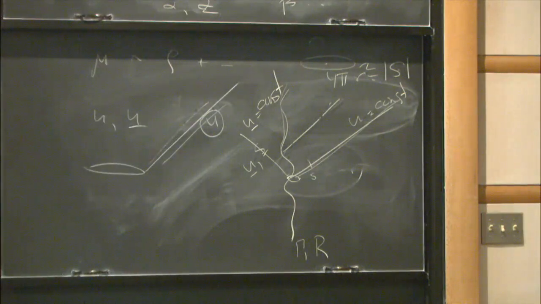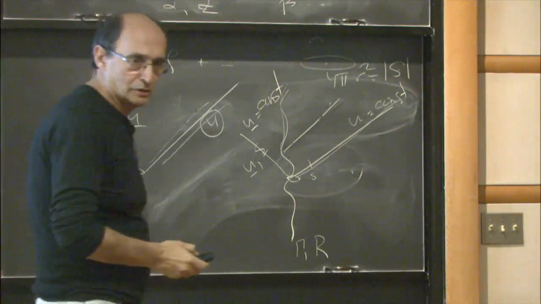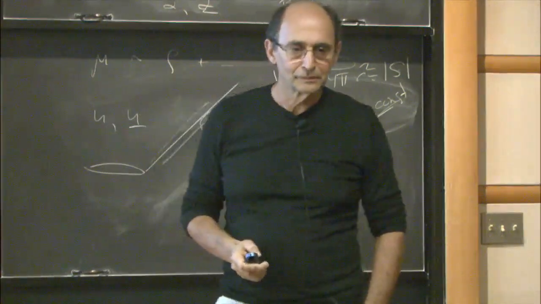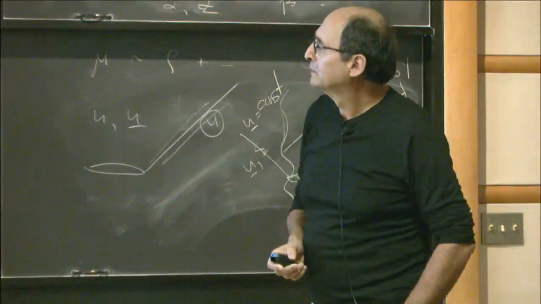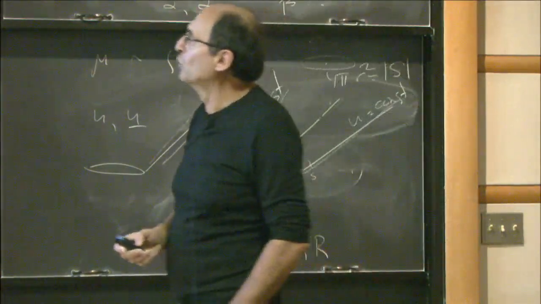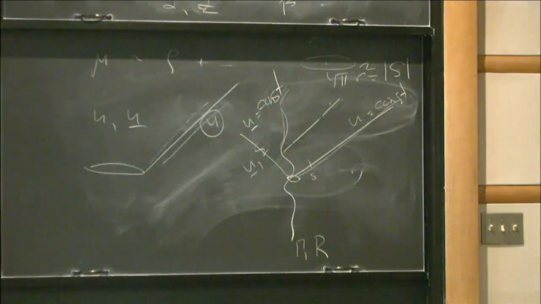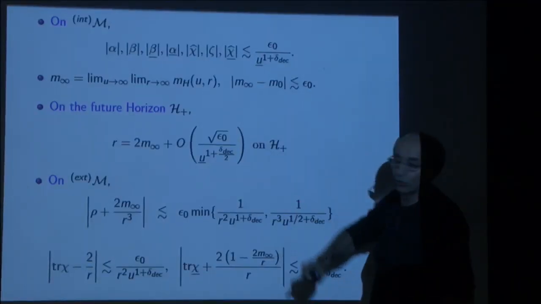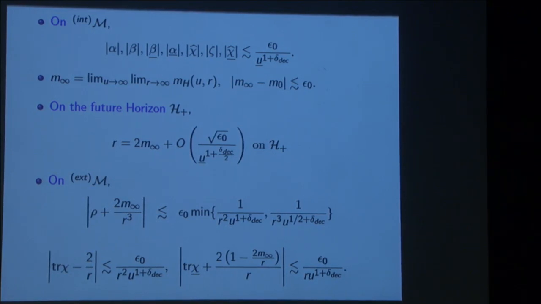Epsilon squared? No, it's epsilon. Epsilon is the size of the initial data, then the change of mass loss one. Yeah, it will be positive. Okay, so we are not very precise. The important thing is that m infinity will still be positive. Sorry, I'm not very precise about this.